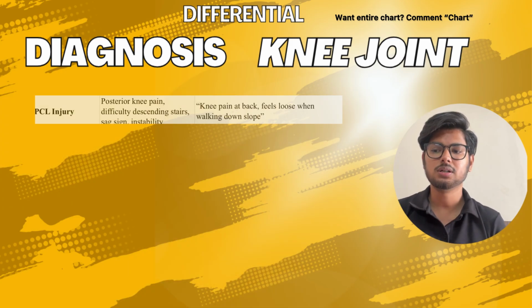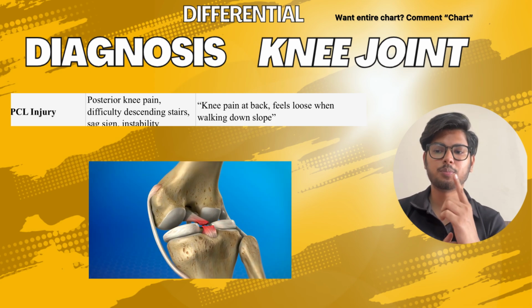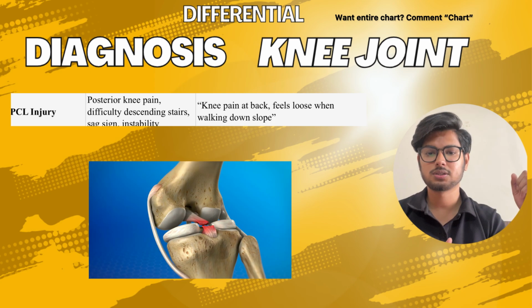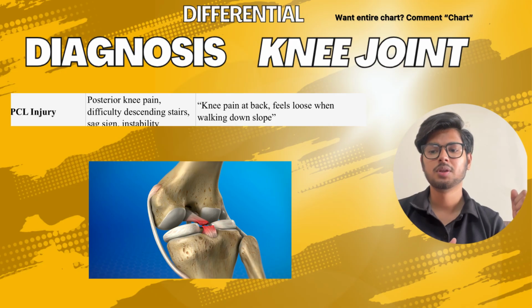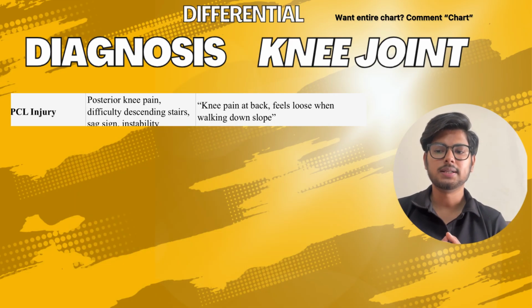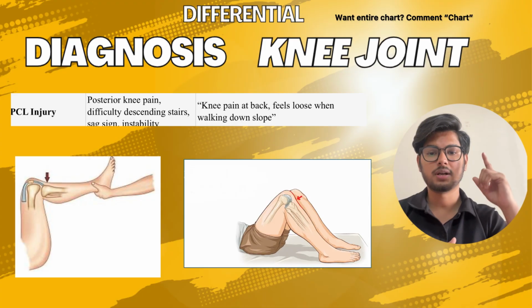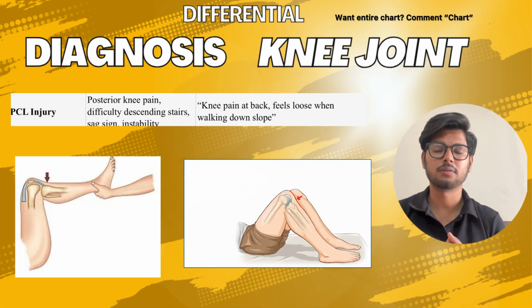Then we have the PCL injury, which is the posterior cruciate ligament, in which there will be posterior knee pain. In Baker's cyst also we have posterior knee pain, but in PCL there is a history of trauma. Then difficulty in descending the stairs. Patients suffering from PCL injury will have difficulty while moving downstairs, and there will be a sag sign. I will attach an image somewhere over here about the sag sign.